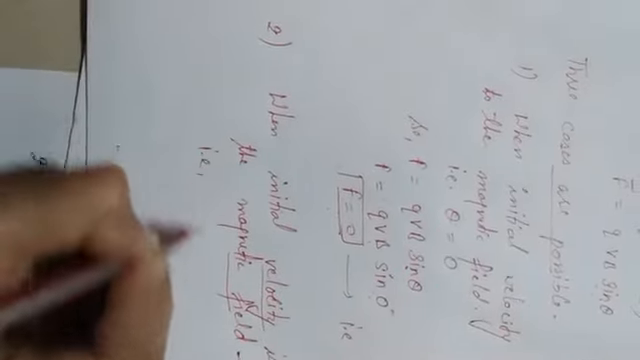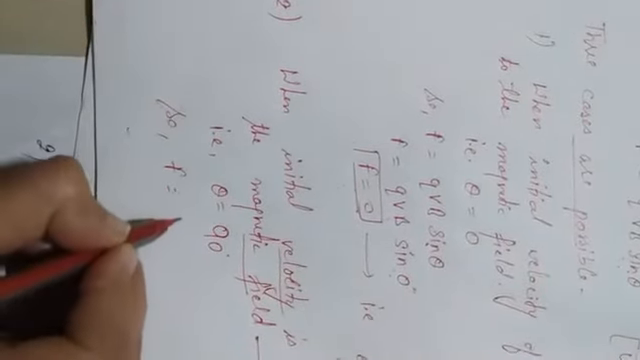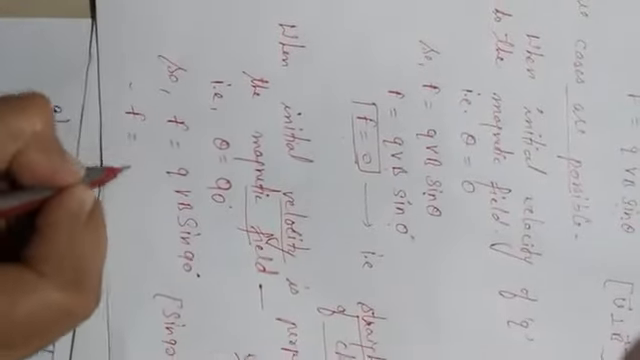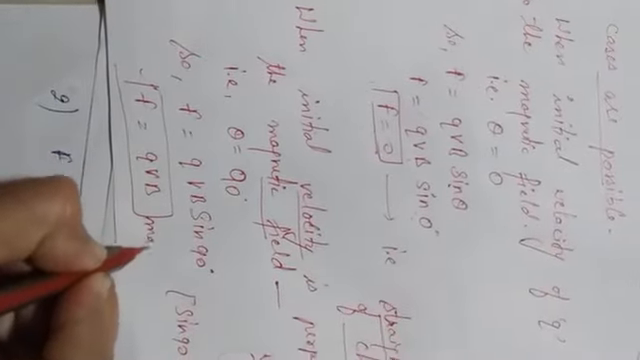Then what happens? It will start rotating in a circular path, like this path. So as that is perpendicular, theta equal to 90 degree. So F equal to QVB sin 90 degree, and as we know that sin 90 is equal to 1, so we can write force equal to QVB. The force acting on this one is F equal to QVB, and this will be the maximum force.